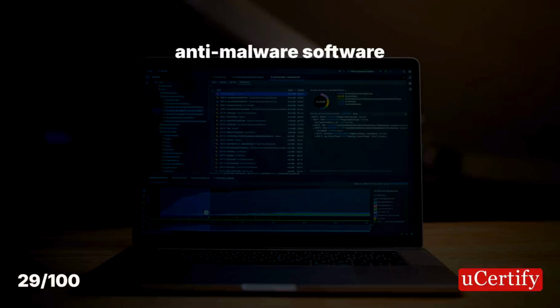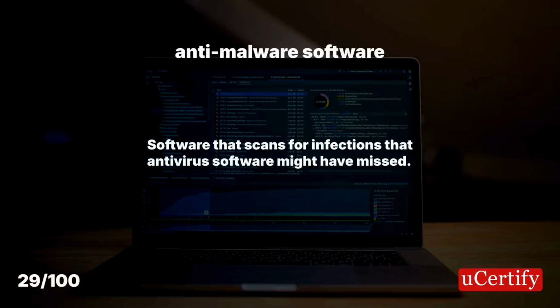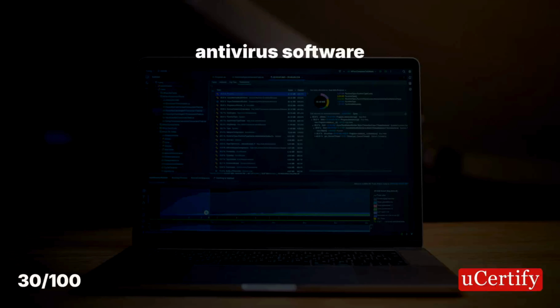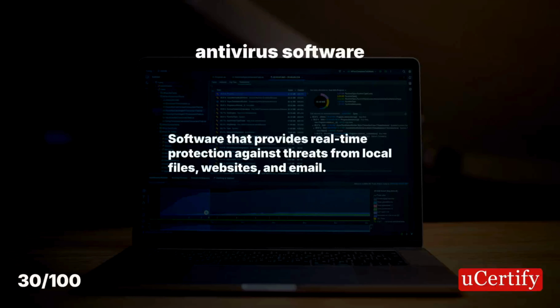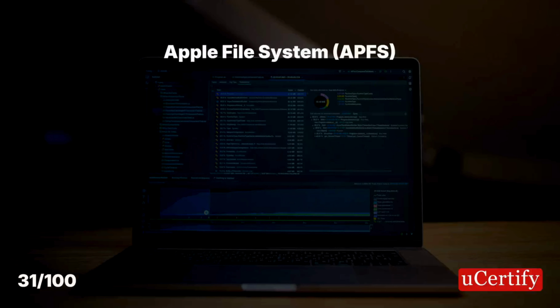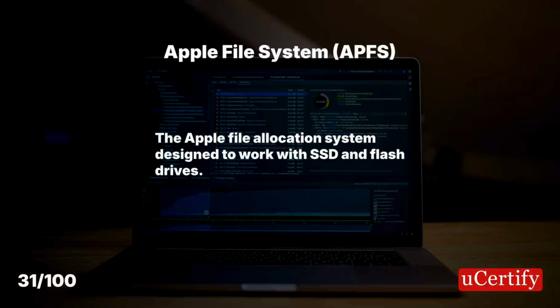Term: anti-malware software. Definition: software that scans for infections that antivirus software might have missed. Term: antivirus software. Definition: software that provides real-time protection against threats from local files, websites, and email. Term: Apple File System, APFS. Definition: the Apple File Allocation System designed to work with SSD and flash drives.